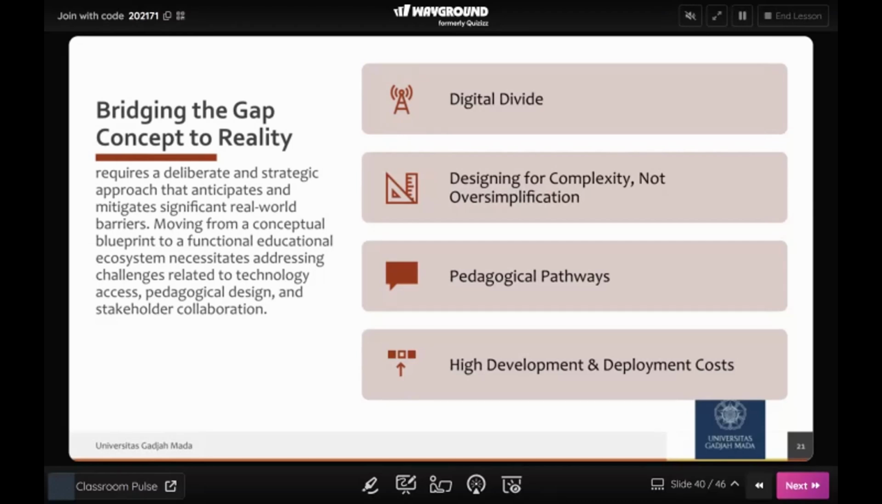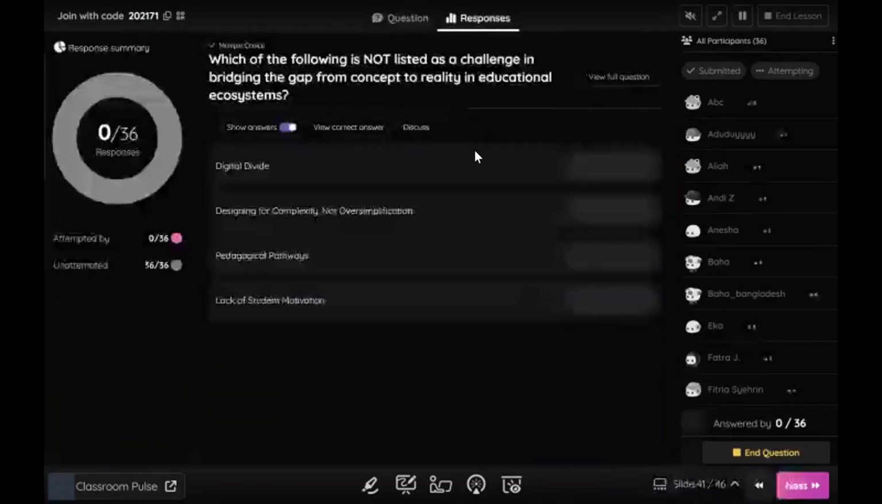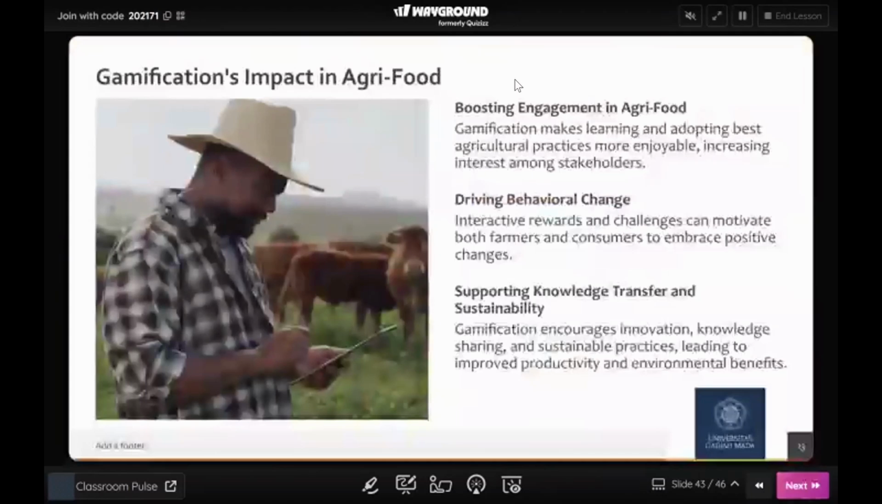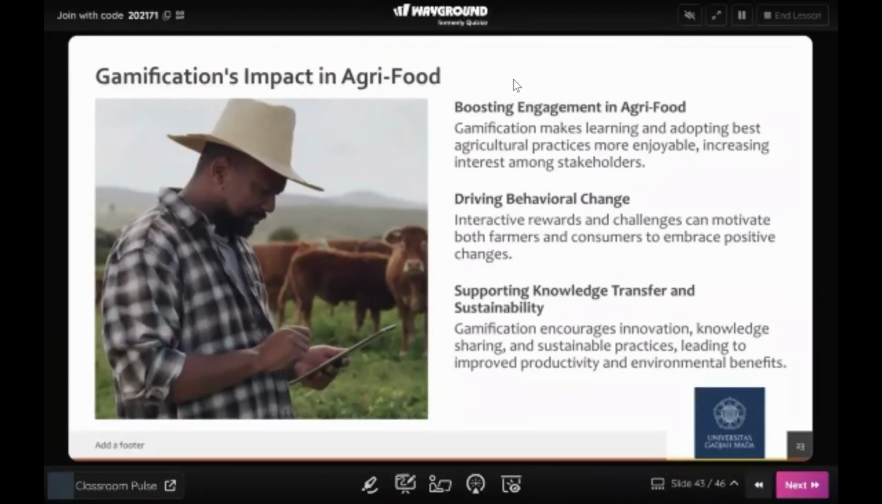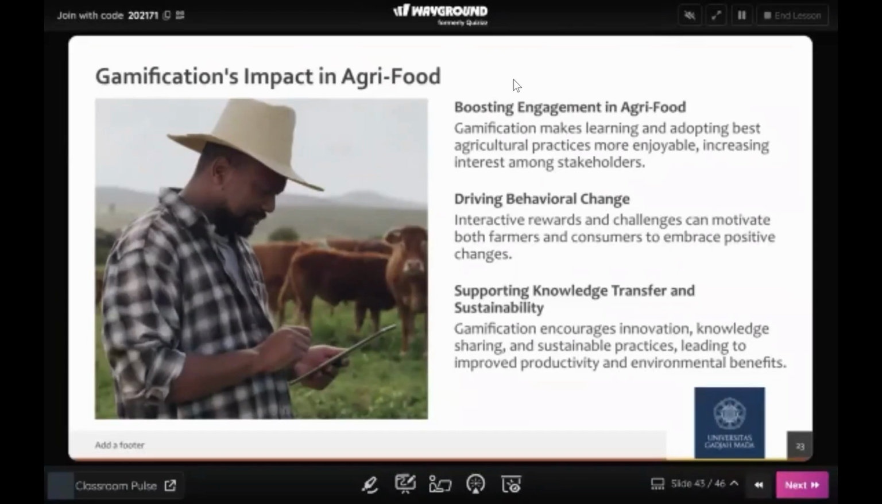So the idea of gamification is how to make sure of engagement and how to bring about behavioral change. In order to produce good agricultural products, you need to follow the change by implementing technology and something like that.